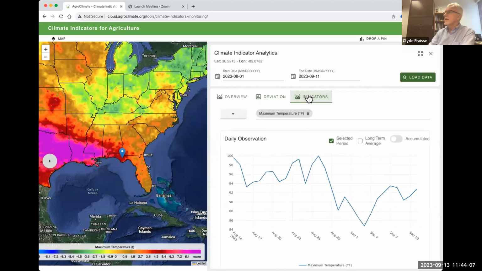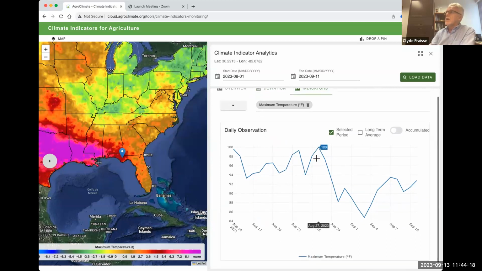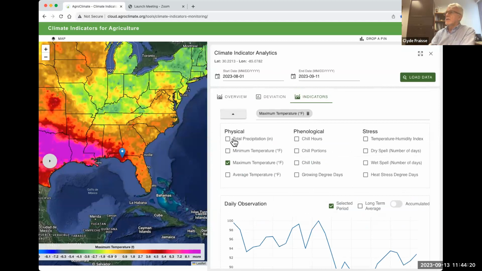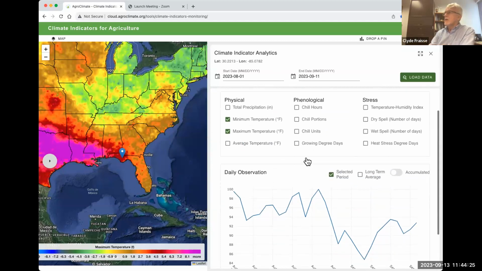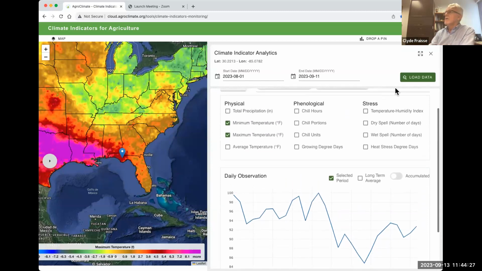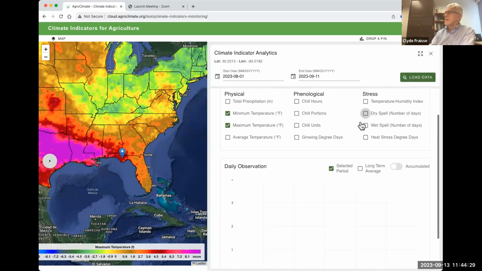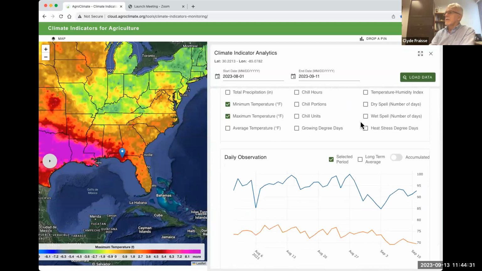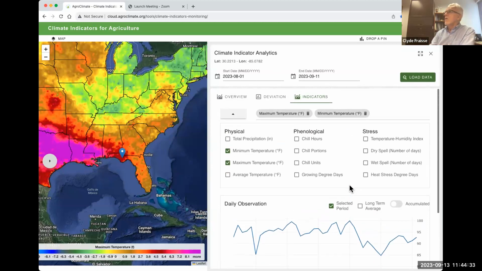If you go to these indicators, then you can plot information for this particular year, in fact, 2023. So now we're looking at this particular time period for this year, and you have different indicators. This is the maximum temperature. If I want to see the minimum temperature as well, I have to load the data.